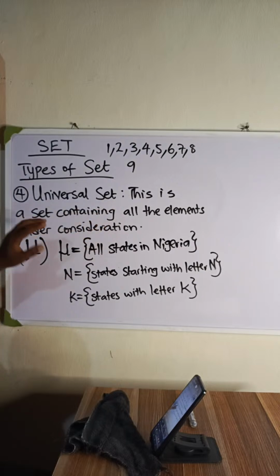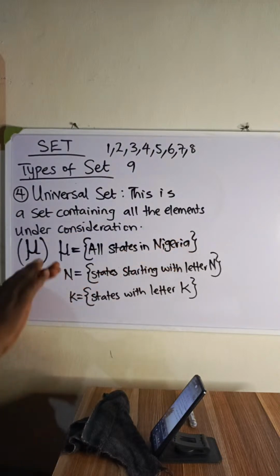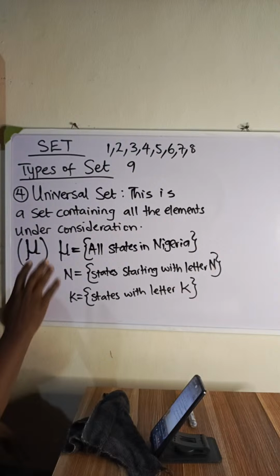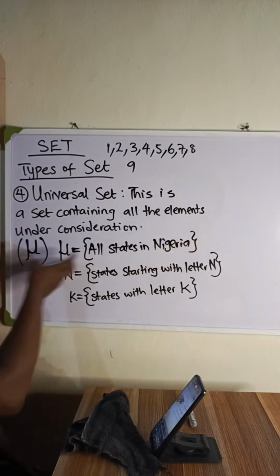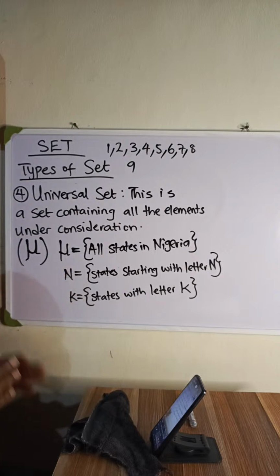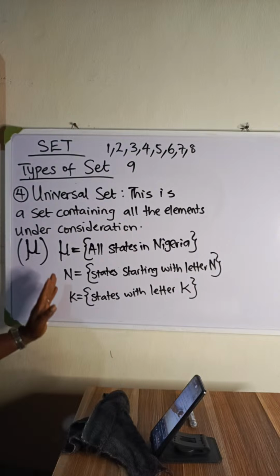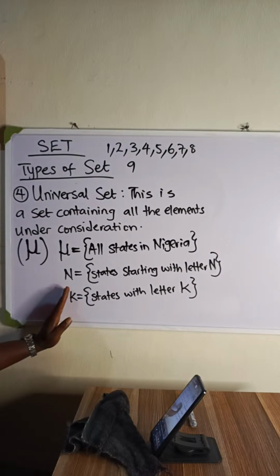This is a set containing all the elements under consideration. So we are considering all the states in Nigeria. That's what we are considering. But within these values we are considering, we can still break them down into smaller groups, which are states starting with the letter N, states starting with the letter K. Okay?